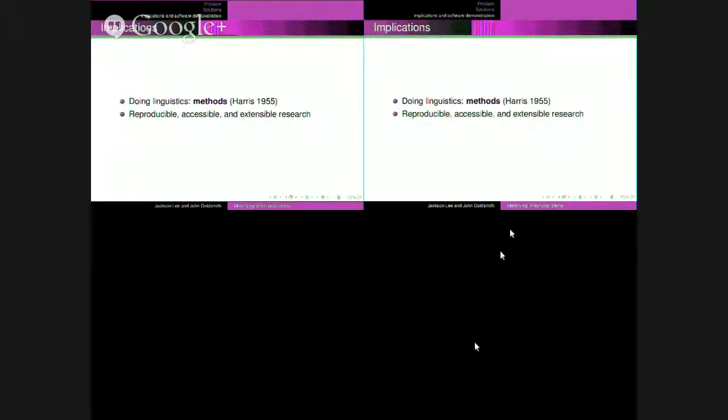Another thing is a philosophical point about research. We would like our research to be reproducible in the scientific sense, and accessible. That is, we want our tools to be usable by other people in an easy way. The third is about the extensibility of our research. Here it means two things, actually. One is the cross-linguistic flavor in our work.